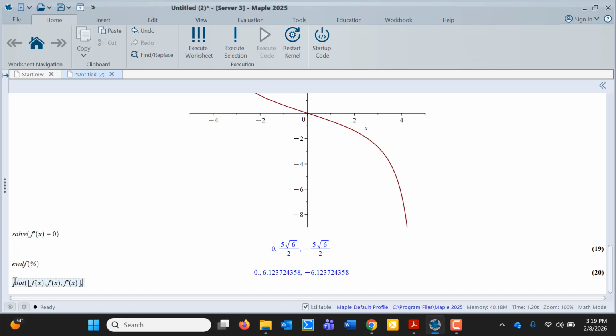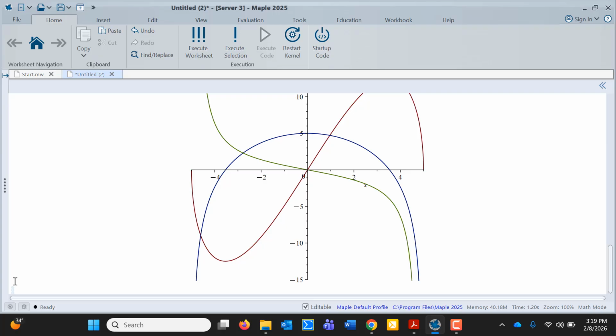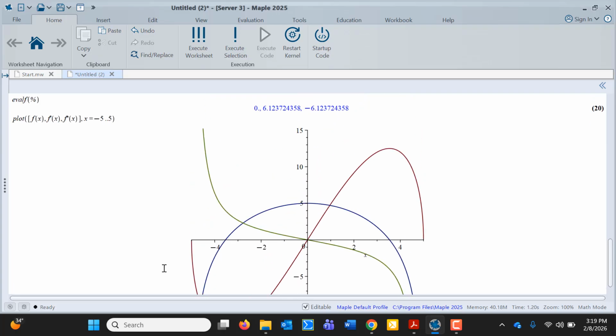And since we know what the domain is here, let's let x, instead of going negative 6 to 6, go negative 5 to 5. And hit enter. All right, there's our graph. Now just to make it a little bit more clear what's what, let's change the thickness to 3, and let's change the colors. I've got 3, so I'm going to use a bracket here. Let's let the original function be black, the first derivative be red, and the second derivative be blue.